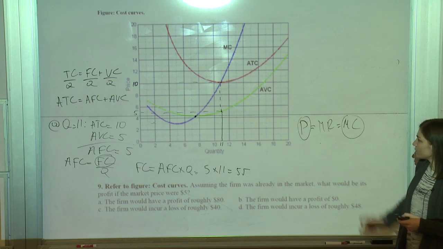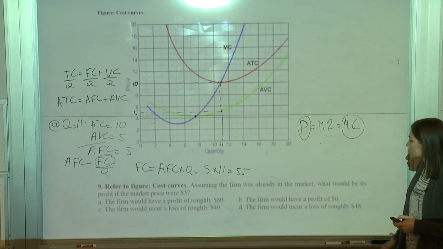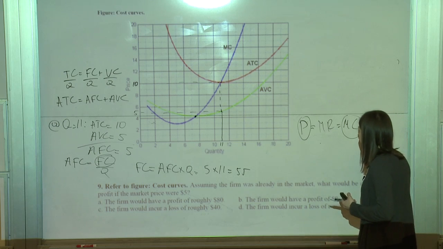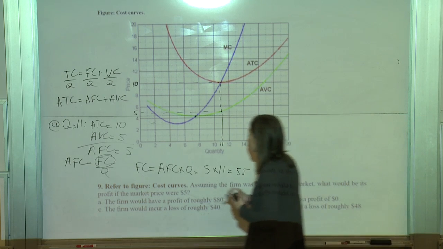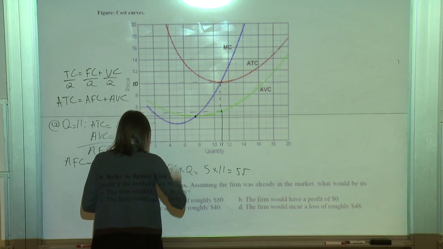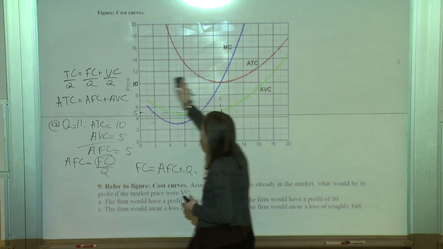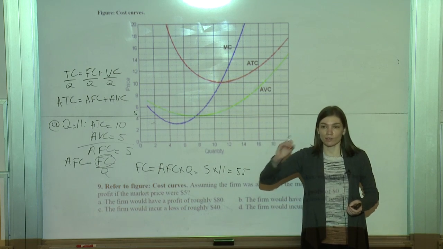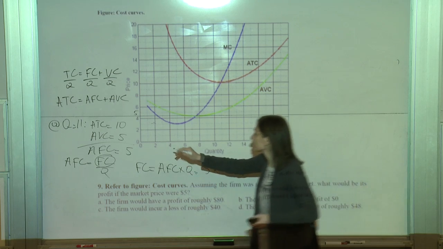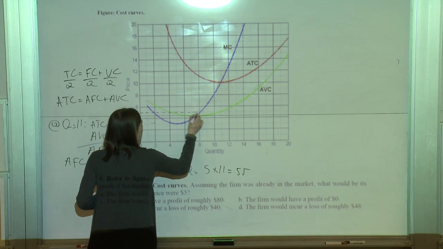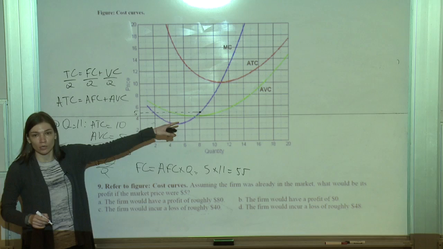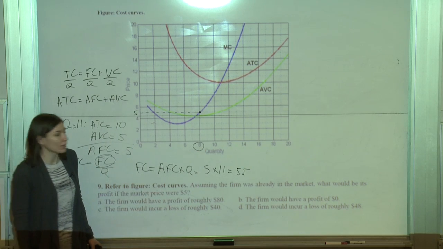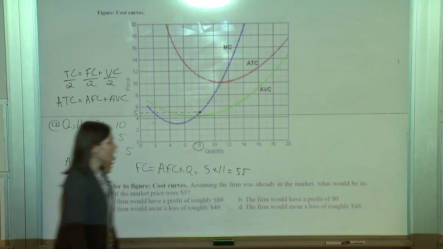All right. So again, the same picture. Assuming the firm was already in the market, what would be its profit if the market price were $5? Okay. So the market price is $5, just here. I'll clean this up. Again, the optimizing rule is they're going to produce where price equals marginal cost, or marginal revenue equals marginal cost. So if the price is $5, they're going to be producing here, where it equals marginal cost. And this is at approximately a quantity of 8, let's say. So the price is 5, the quantity produced would be 8.